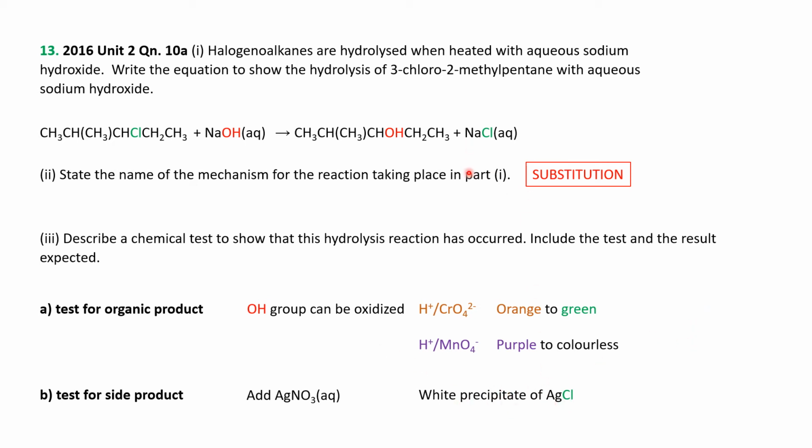And the only way you'd have AgCl as the white precipitate is if you had Cl minus, and the only way you have Cl minus is if the reaction took place. I should point out that, of course, you have to neutralize this first, because sodium hydroxide is a base, and if you add silver to sodium hydroxide, you make a white precipitate of silver hydroxide.